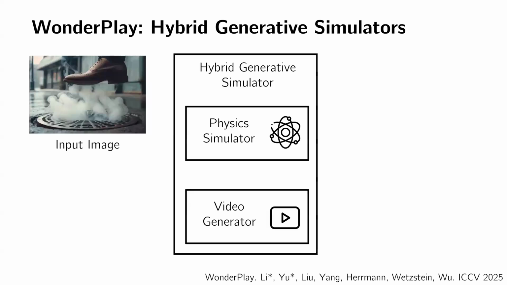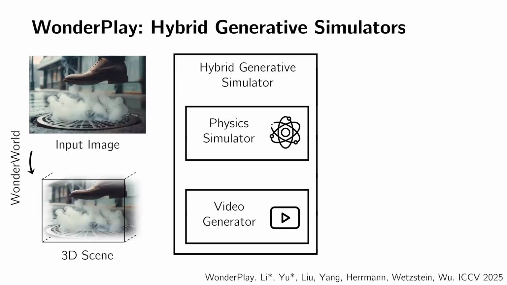I want to build this hybrid generative simulator that combines a physical simulator and a video generator. What we did is you first take this image and reconstruct it in 3D, let's say using Cohen's earlier work. It's not going to be perfect. You're going to have a lot of missing regions and some artifacts. But the coarse 3D reconstruction might be okay.